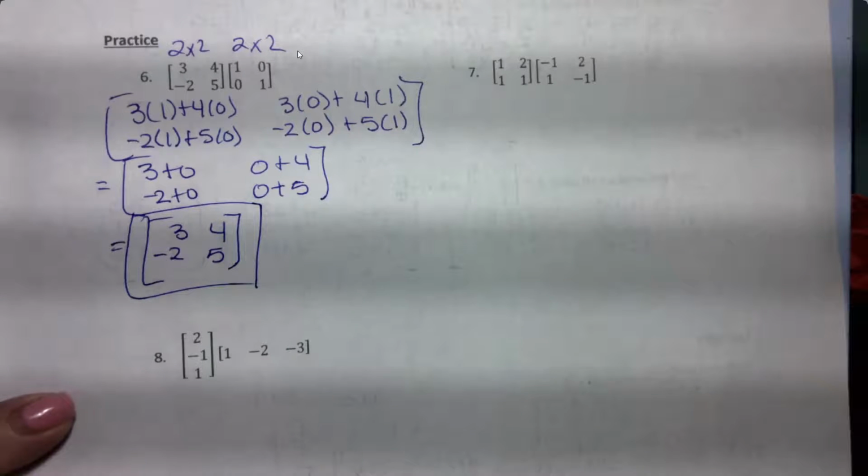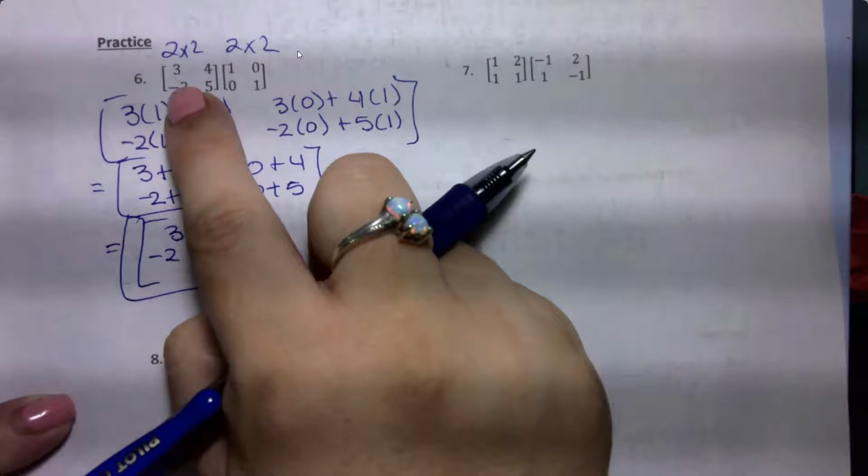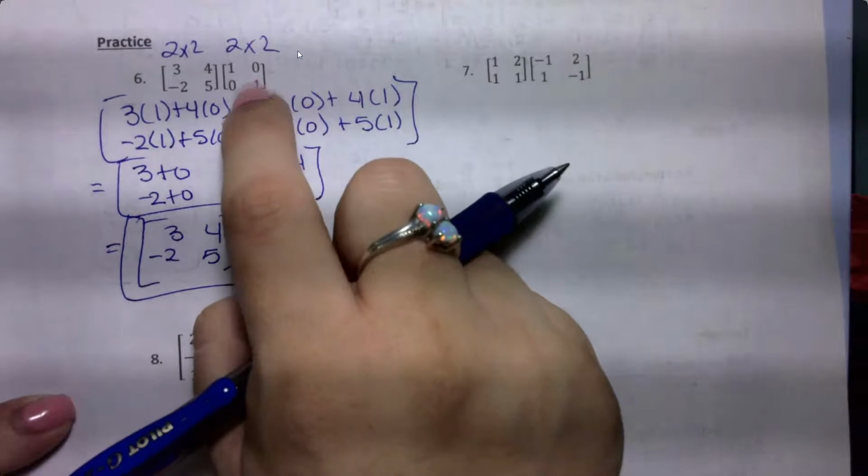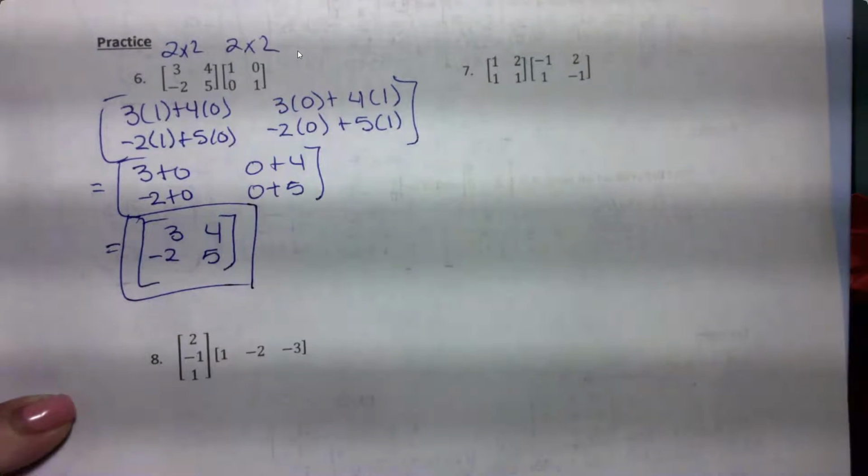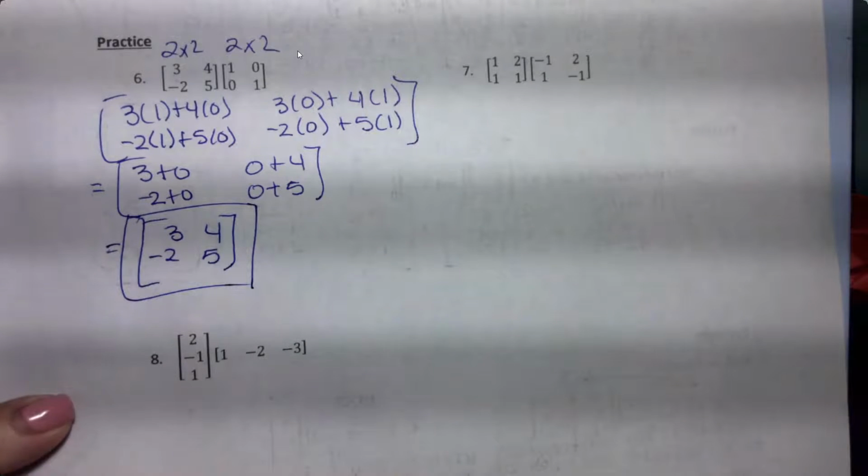Notice this gave me exactly my same matrix as the first one. This is because this matrix right here is called an identity matrix, and it's like multiplying a normal equation by 1. It will always give you back what you multiplied by.